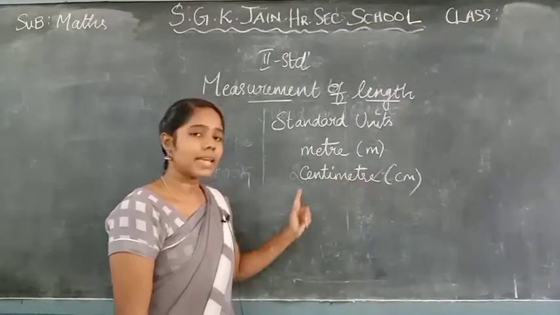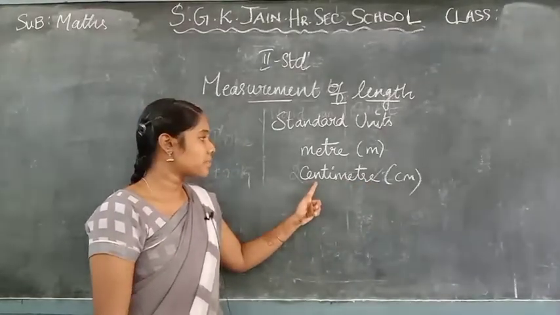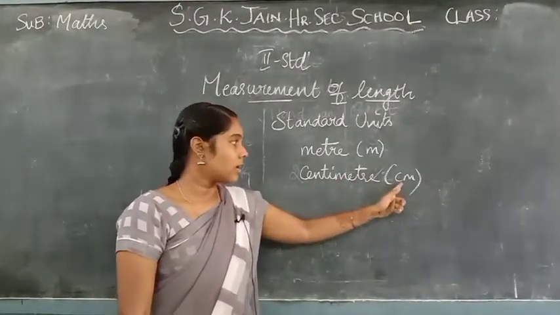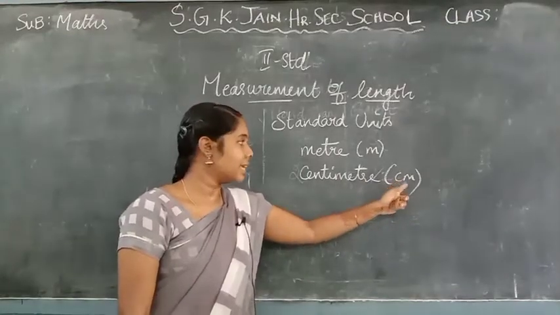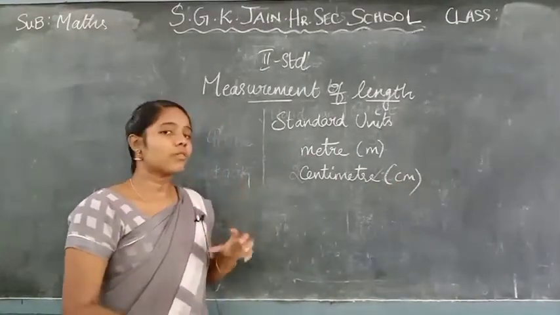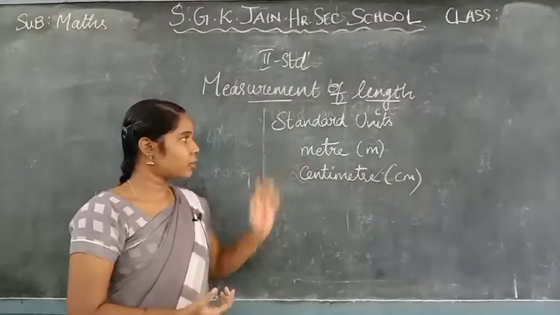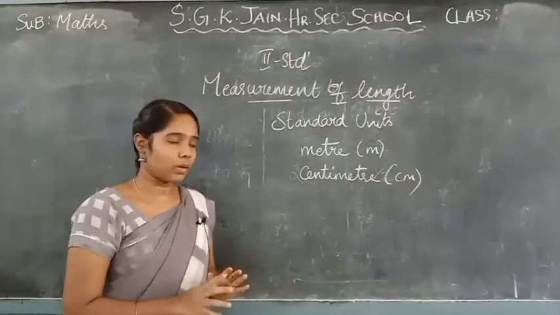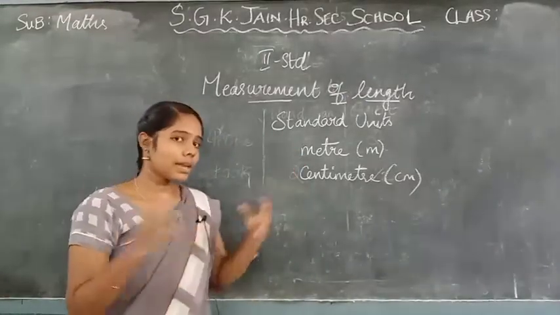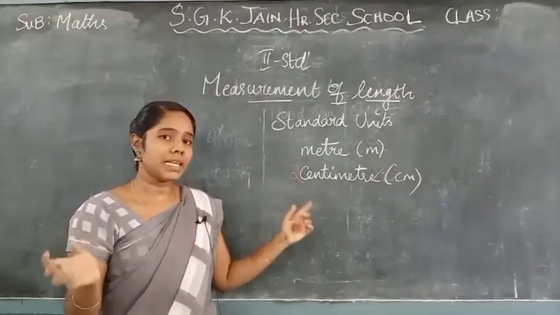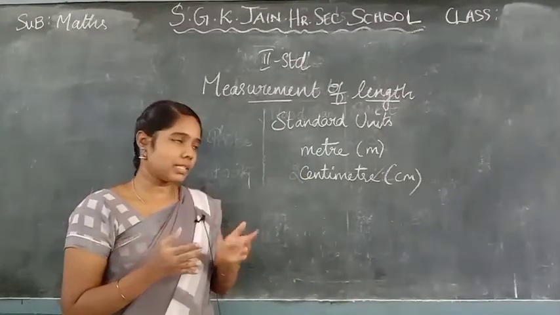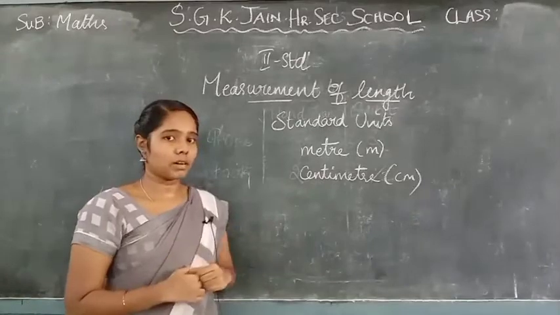C-E-N-T-I-M-E-T-R-E. Centimeter. So, how is it measured? It is measured in the short form cm. For meter, the standard unit of length is meter only. For longer lengths, we use meter. For shorter lengths, we use centimeter for measuring.